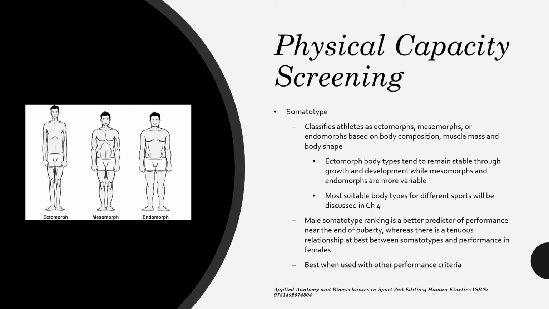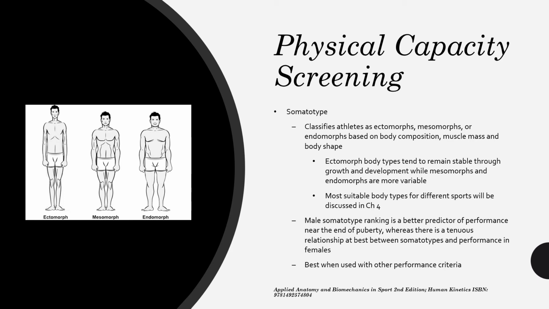So our ectomorphs we tend to think of as slender and tall builds. Mesomorphs are very kind of muscular, and endomorphs are going to carry more body fat. Our ectomorph body types tend to remain stable throughout growth and development, while mesomorphs and endomorphs can be more variable. So we're going to have different body types that are going to work better in different sports, but we're going to talk about that more in Chapter 4.